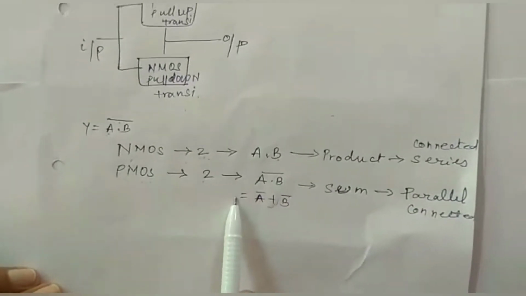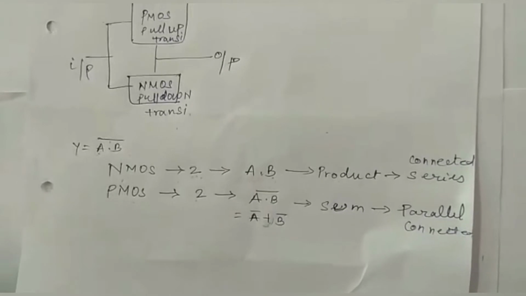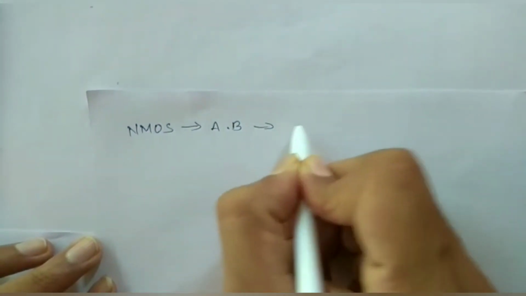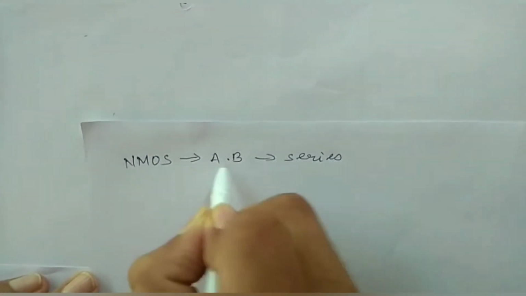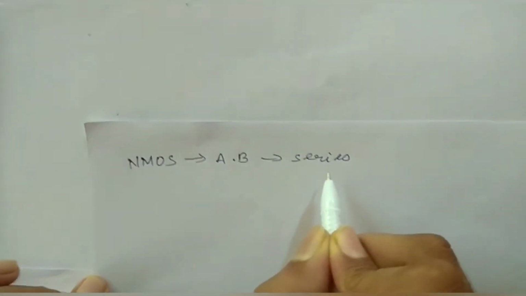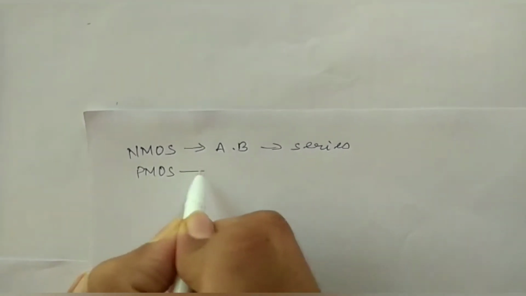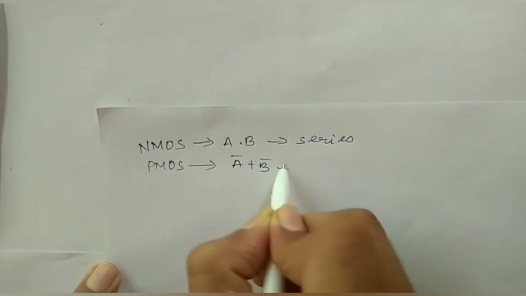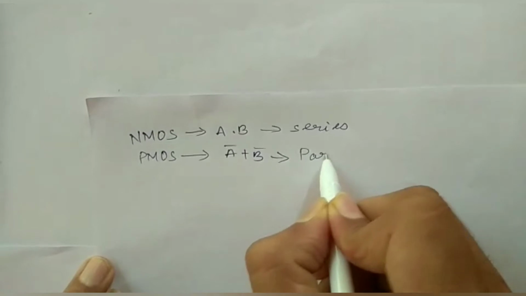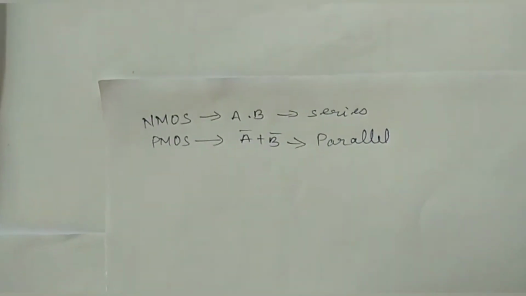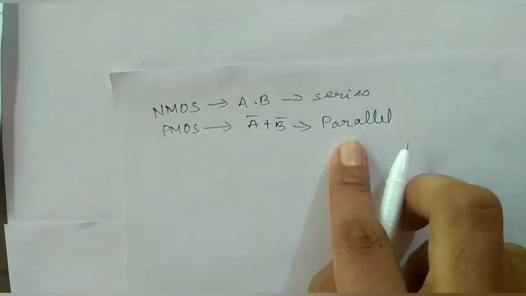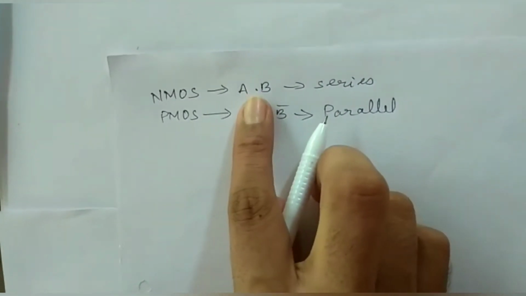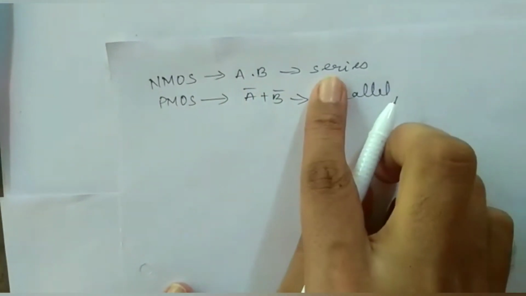Now from this data I'll show how to construct a CMOS NAND gate. We know NMOS has A dot B and it is connected in series, and PMOS has A bar plus B bar, and because this is a sum, it is connected in parallel. Whenever the middle sign is plus, it is connected in parallel. Whenever the middle sign is product or multiplication, it is connected in series.